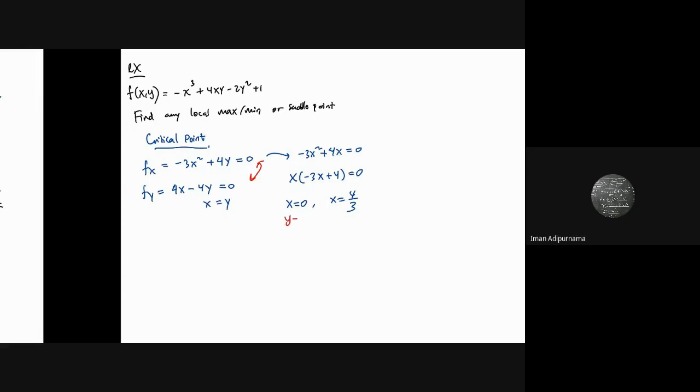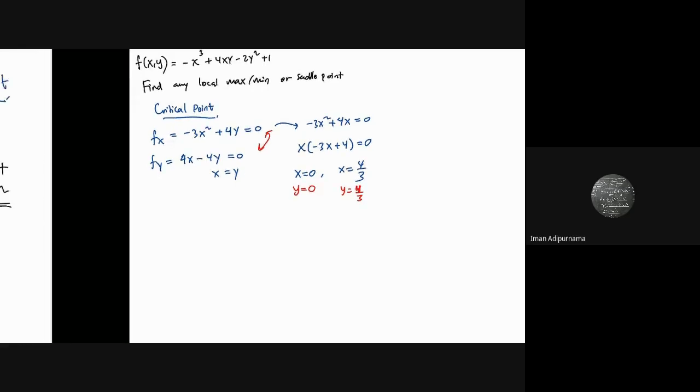So when x is 0, y is also 0, right? 0, 0. Because x is equal y, so you can just write it's the same, right? Okay. So the critical points will be (0, 0) and (4/3, 4/3).